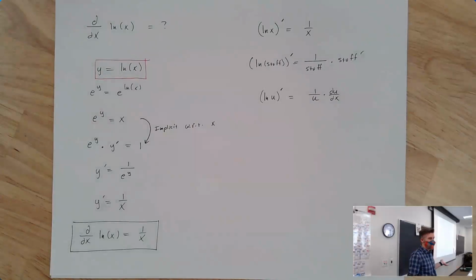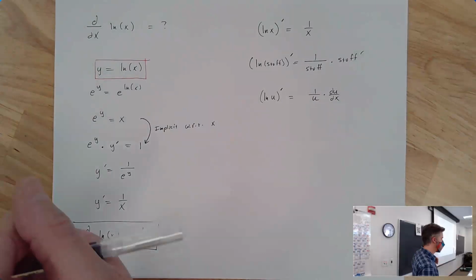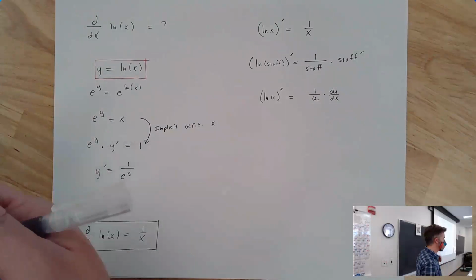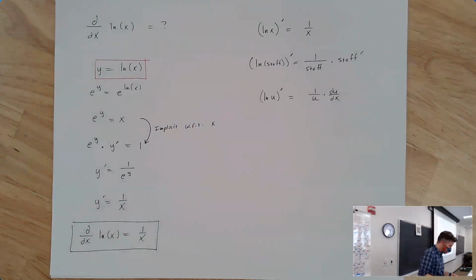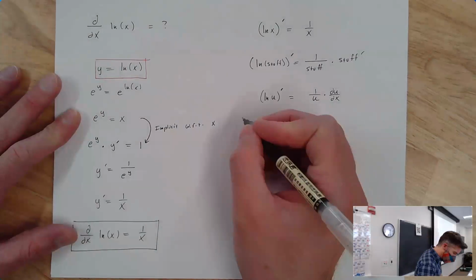But I would encourage you to think of it the way we've been doing it for the whole class, where we're saying, oh yeah, derivative of natural log of some stuff is 1 over the stuff times the derivative of the stuff. And then we're just going to go kind of all over the place with it.